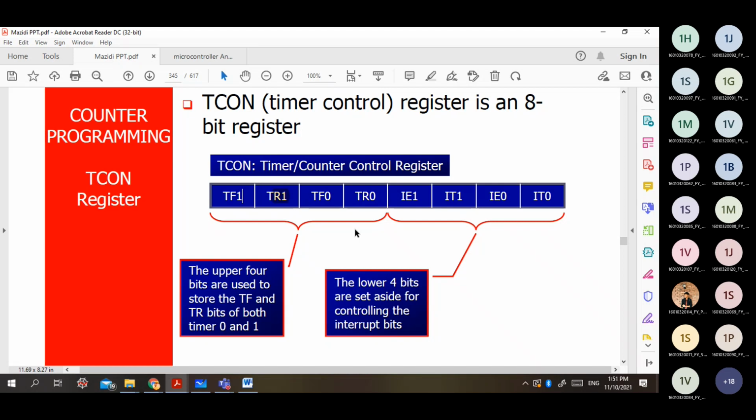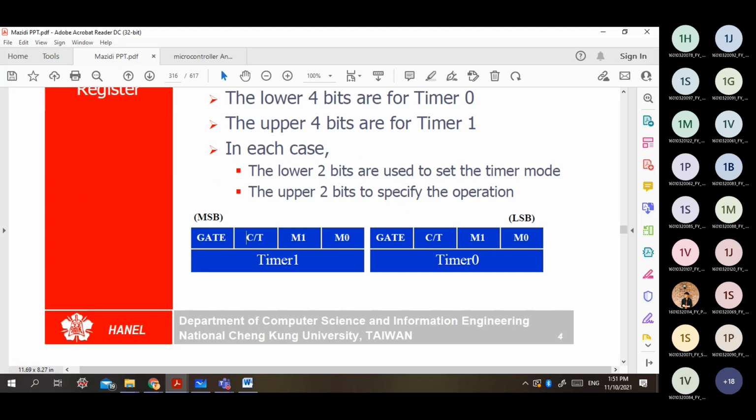Just a minute. I will change the slide. Okay.